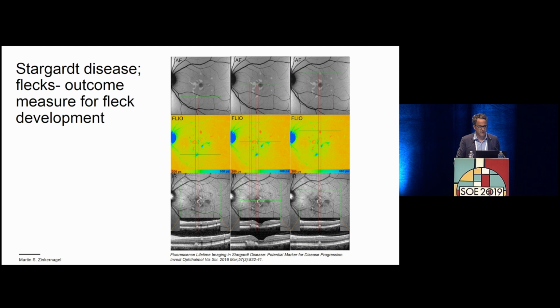Now let's look at Stargardt disease. Up here you have the autofluorescence with the characteristic flecks. If you look at the lifetime images, you see that these flecks have different colors, and this is something that struck us when we looked at these patients for the first time. We have flecks with very short fluorescence lifetime colors, and we have flecks with quite long fluorescence lifetime colors. You see that here, these blue and red dots.